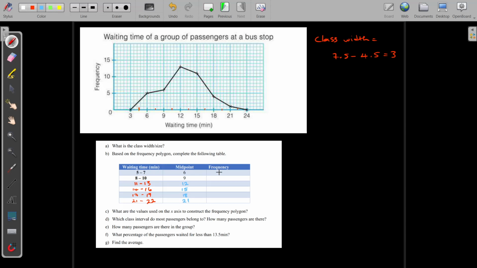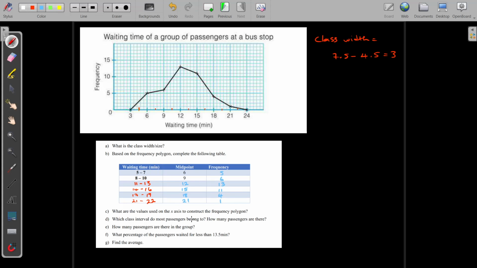So let's read the frequencies from the graph. So this is 5, 6, 13, 11, 4, and 1. So we have all our frequencies represented. We have the midpoints, we have the different class intervals.